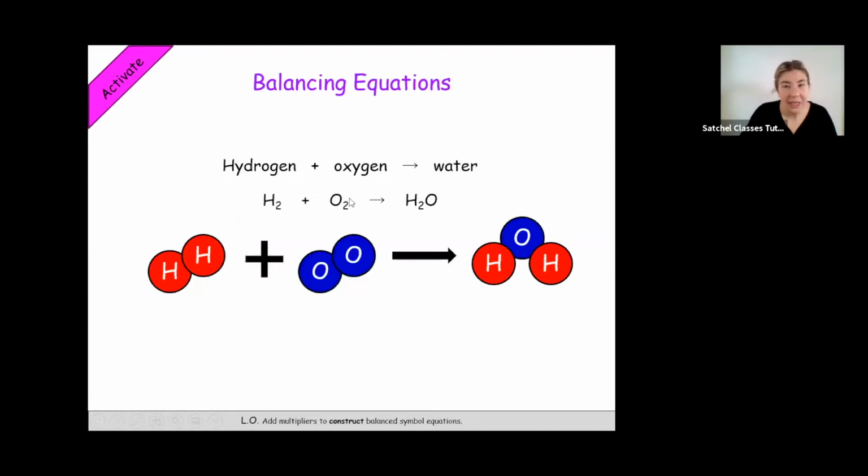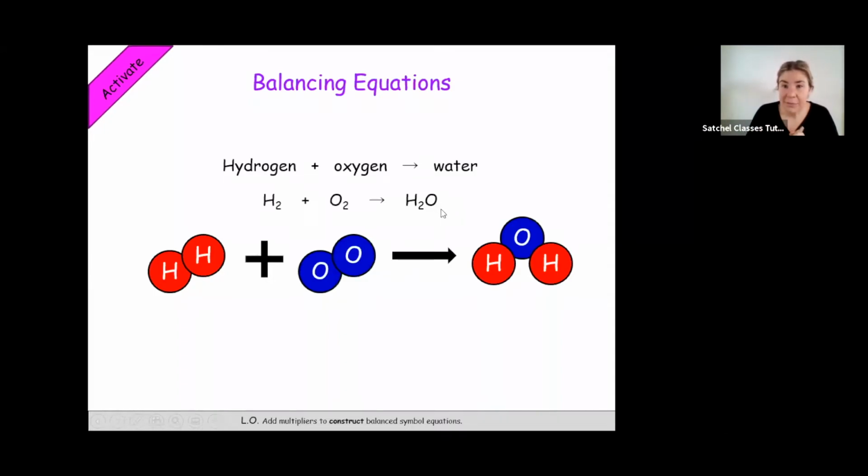I cannot change these small numbers, the subscript numbers we call them. I cannot change them because it makes it something completely different. You might think, oh, I'm just going to put a little 2 here, then it's balanced. That is wrong. I cannot change the small numbers.